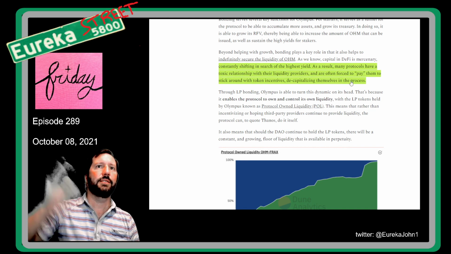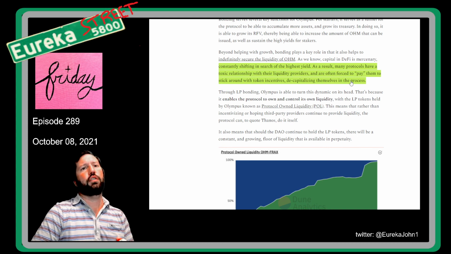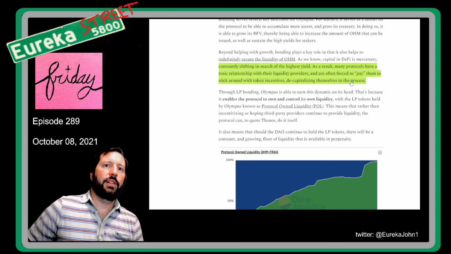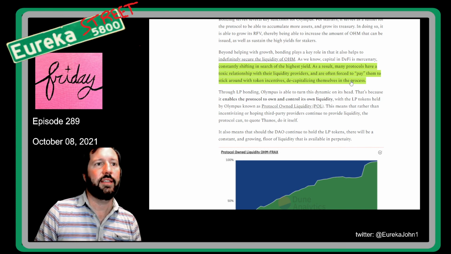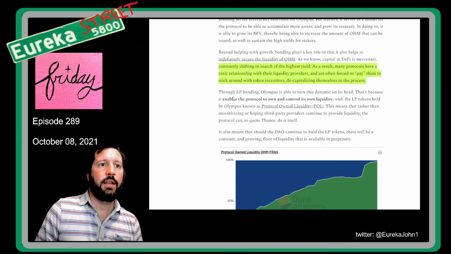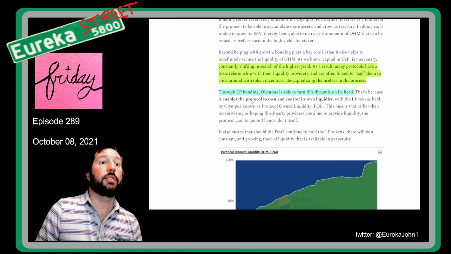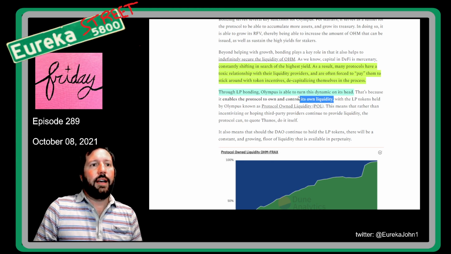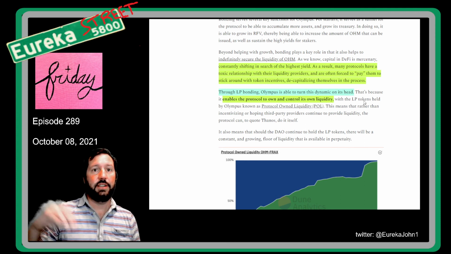So a lot of these high yields that you see, especially on layer 2 platforms, 150,000% APY and stuff like that, I mean, it's unsustainable. They're really just trying to fund themselves, and then they end up decapitalizing themselves in the process. So through liquidity pool bonding, Olympus is able to turn this dynamic on its head. That's because it enables the protocol to own and control its liquidity. So Olympus DAO owns and controls its liquidity, not just some random schmo that decides to put his tokens in there so that he can take it out, or she can take it out, at any point.